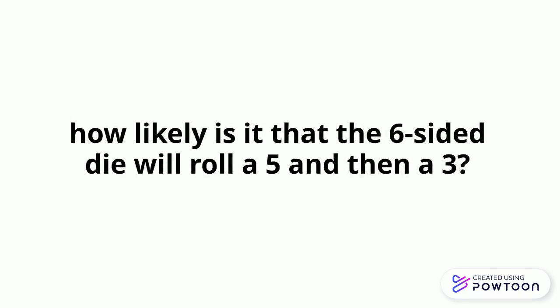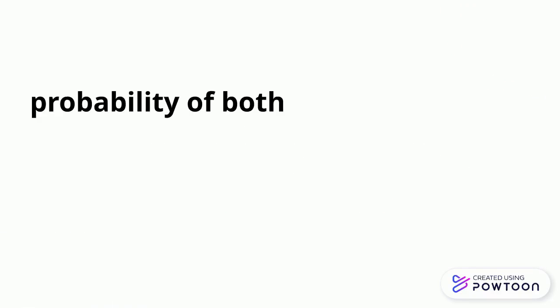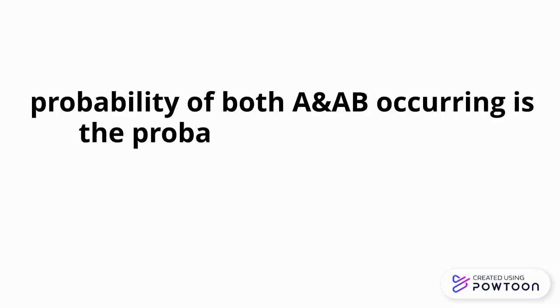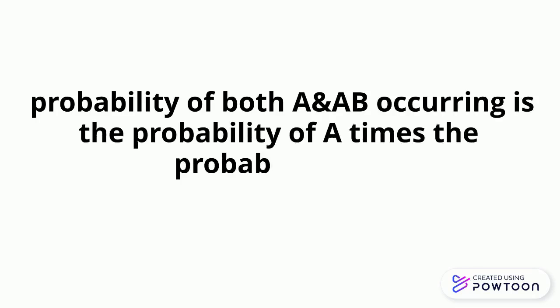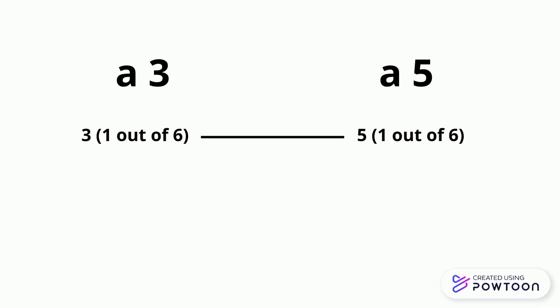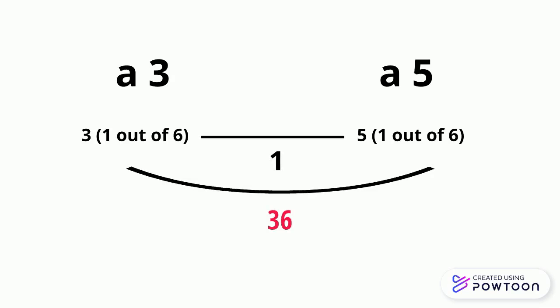So, how likely is it that the six-sided die will roll a 5 then a 3? To answer this question, we can use the multiplication rule for independent events, which states that the probability of both A and B occurring is the probability of A times the probability of B. For example, the probability of getting a 3 then a 5 is the probability of 3, which is 1 out of 6, times the probability of 5, which is also 1 out of 6. As a result, the likelihood of receiving both 3 and 5 is 1 in 36. And this is the multiplication rule for independent occurrences.